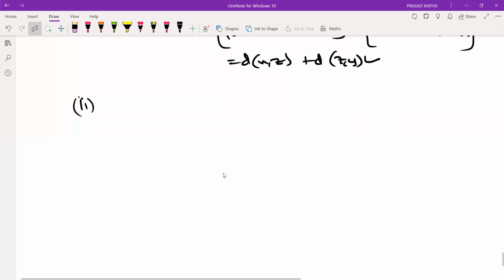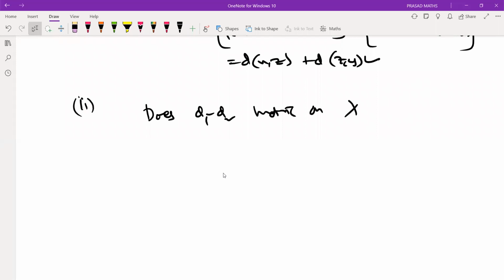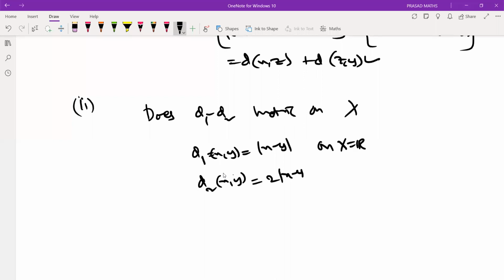Right? What about difference? Does it mean that the difference d1 minus d2 is a metric on X? To answer this question, it need not be. Example, suppose I take d1 of x, y equals mod of x minus y. You know, it's a standard metric on R, on X equals R. We have seen this first example, right? I'm going to take d2 of x, y equals 2 into mod of x minus y. This is also a standard metric on R. We have seen it.